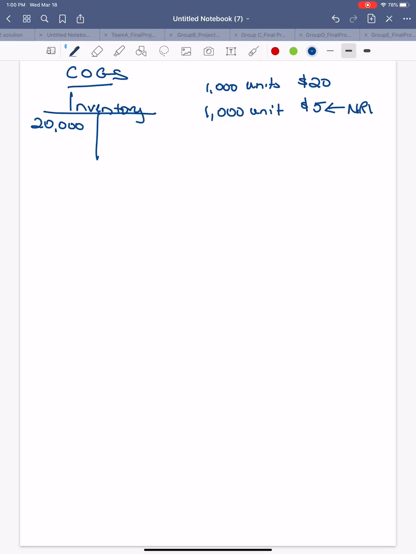The NRV. So if I do the math on that, I multiply the 1,000 units times $5, that says my inventory should not be higher than $5,000. All right, so now I know my inventory account needs to be 5,000. To get there, I will need to credit inventory $15,000.